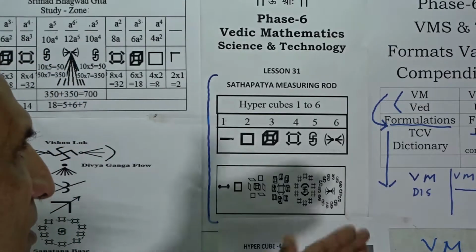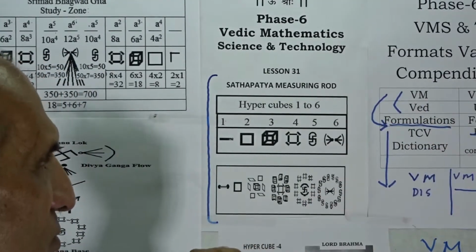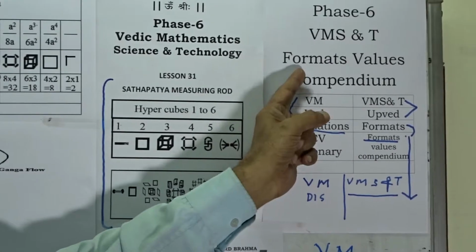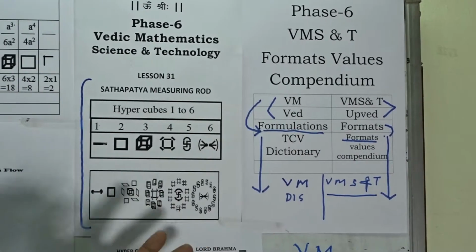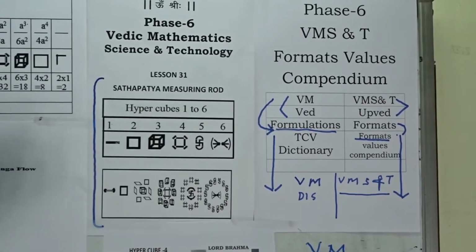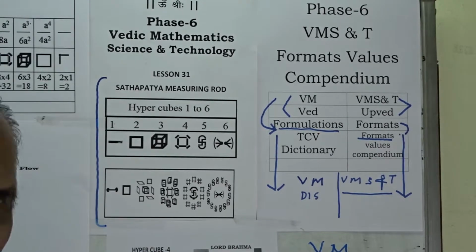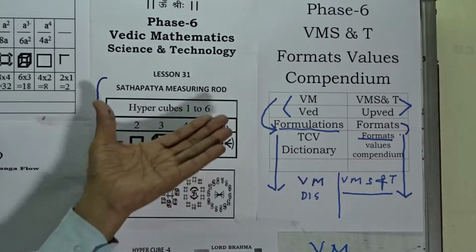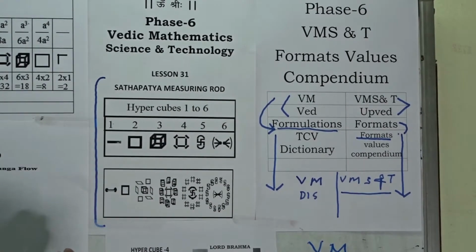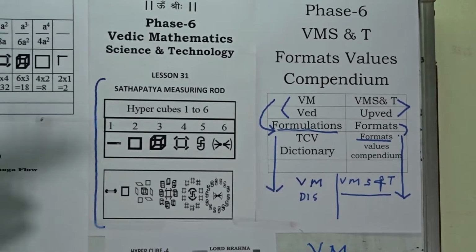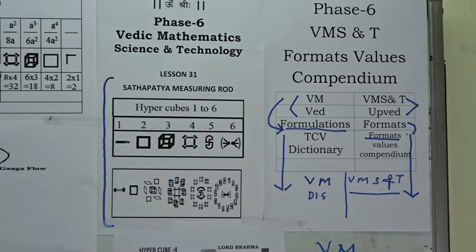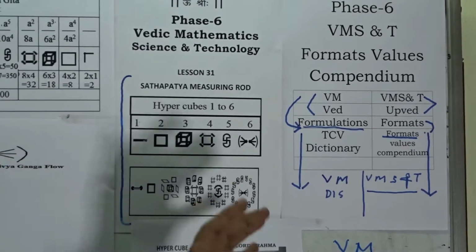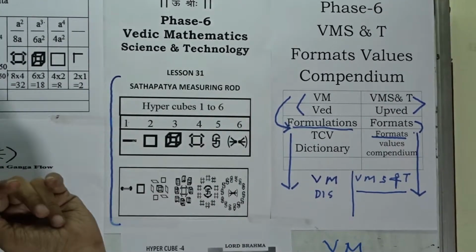Here in Vedic mathematics, science and technology, our focus is going to be upon the formats, and the whole range of formats is ultimately going to get unified. This unification, initiation, is going to be a Sthapatya Miring Rod. Therefore, the present lesson of the present phase may be designated as lesson 31.